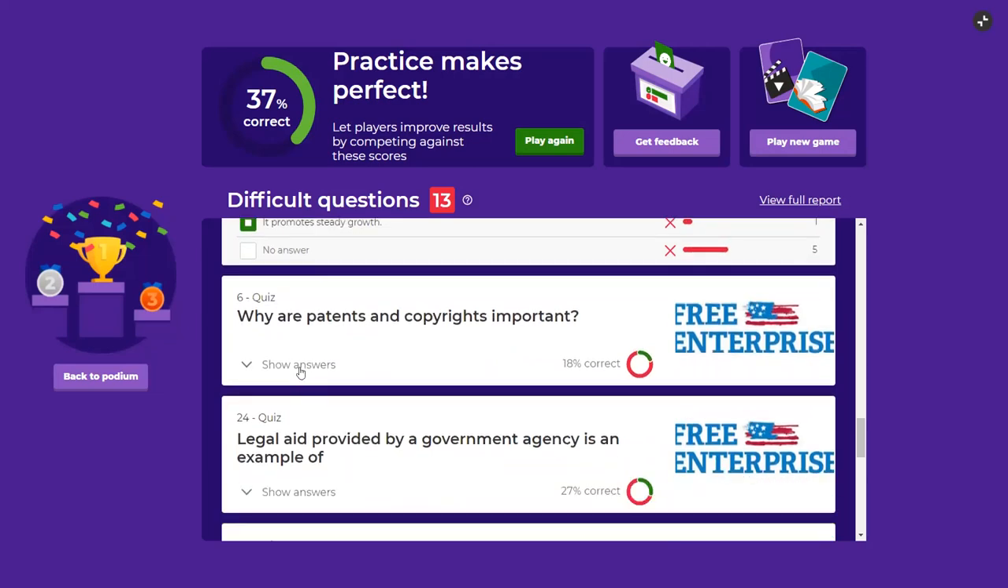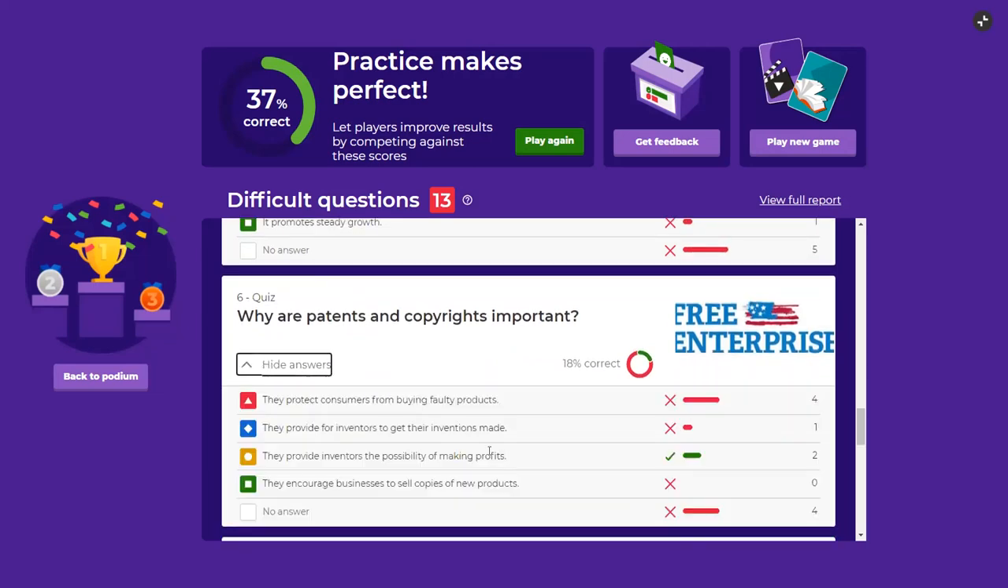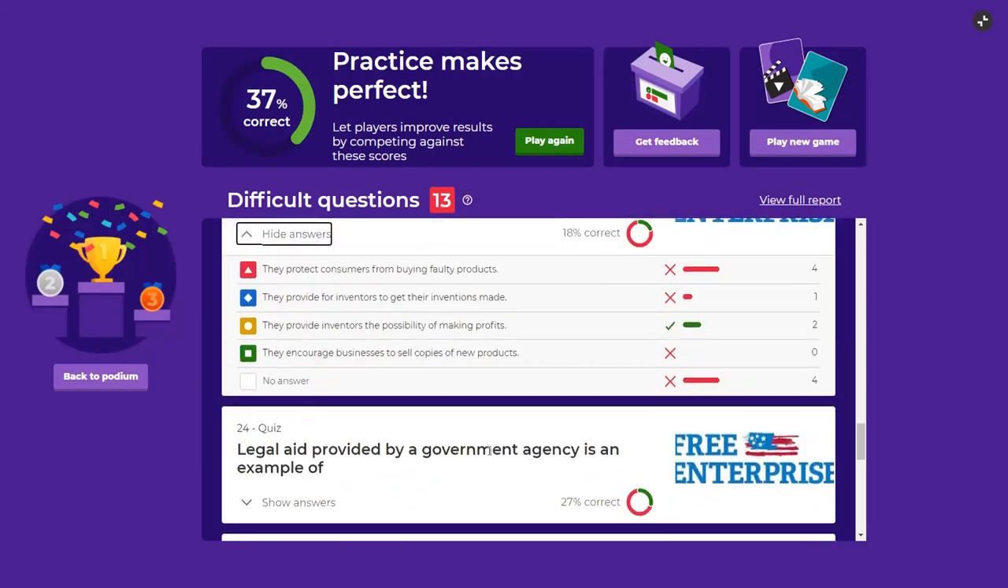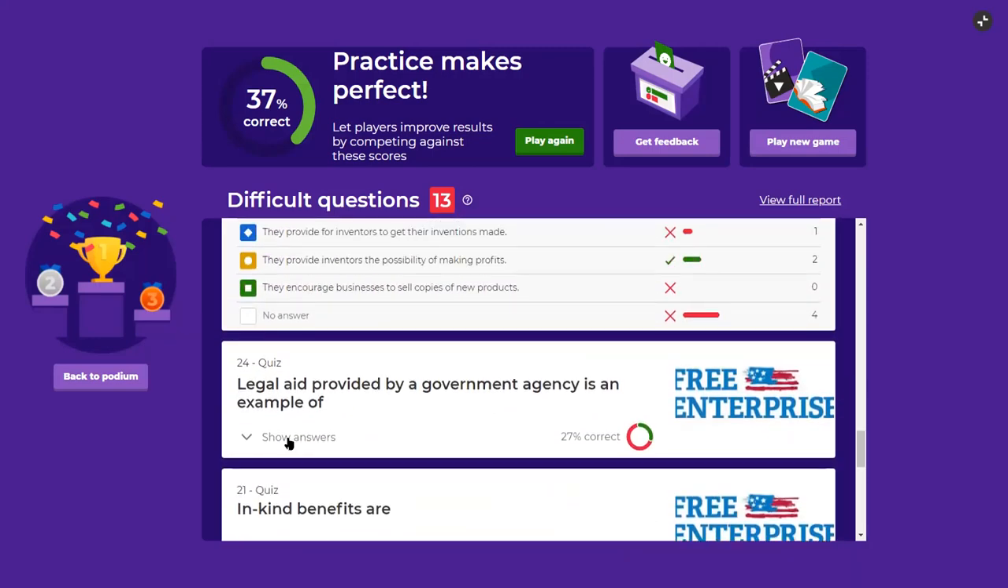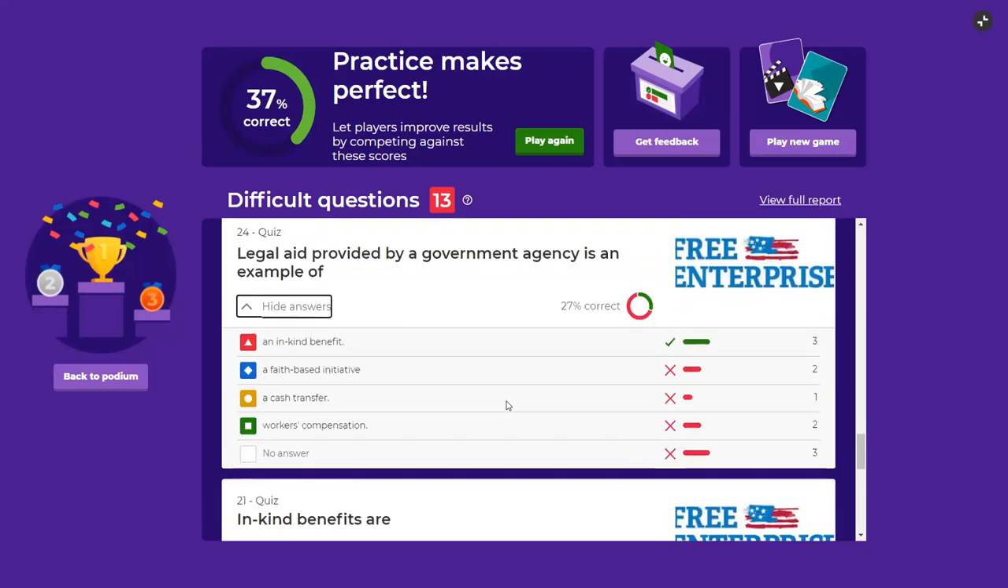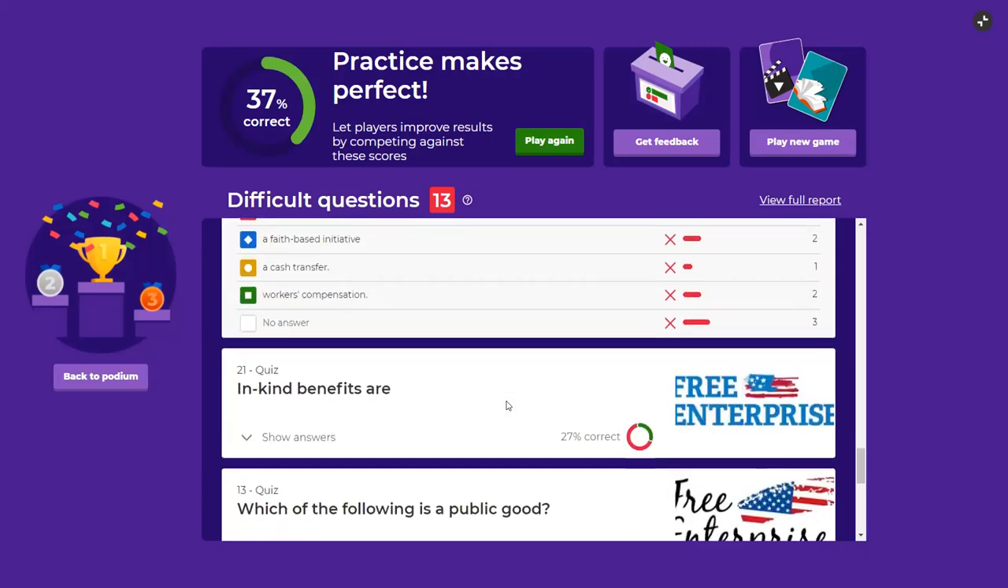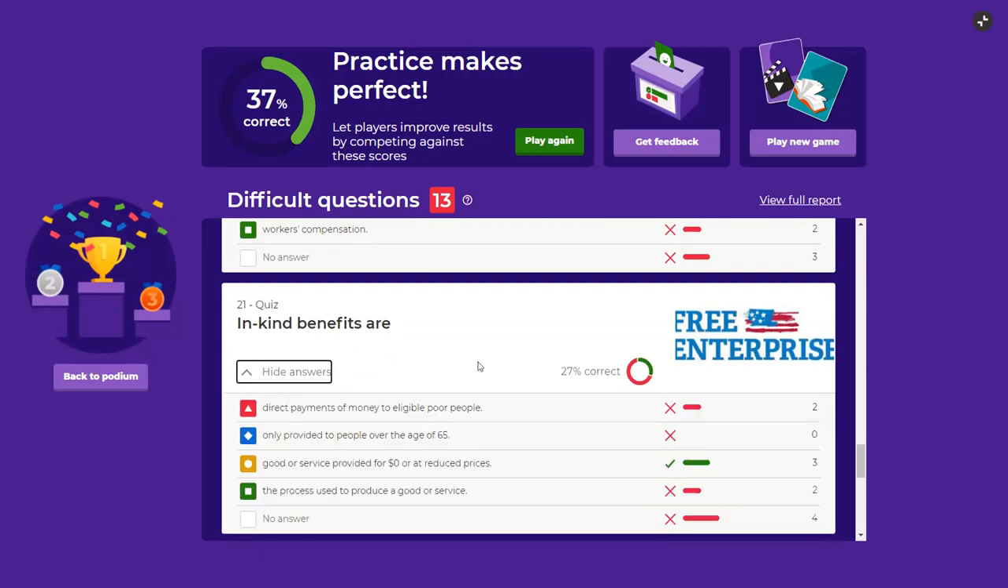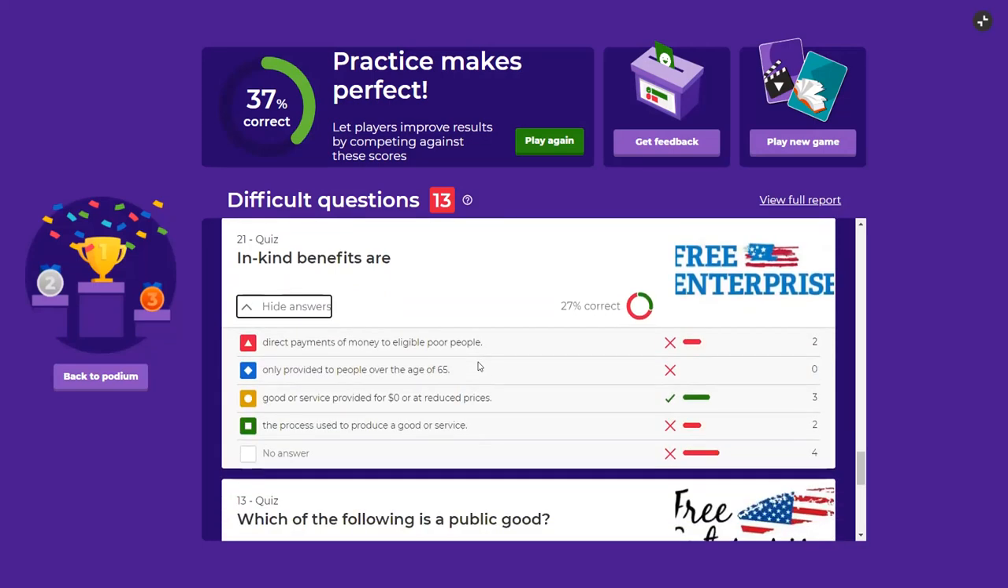They don't set prices. Patents and copyrights are important because they protect people who come up with inventions or better technology to be able to profit off of that, right? And we use the Apple iPhone as the example of that, right? The Apple iPhone 12, the release of that last week. Legal aid provided by a government agency is an in-kind benefit. They don't give you money to go get your own lawyer, they provide you a lawyer. As I said, in-kind benefits are basically goods and services given to you, not cash.